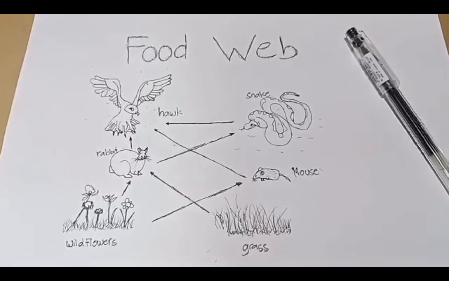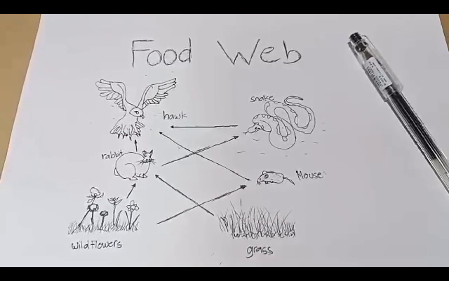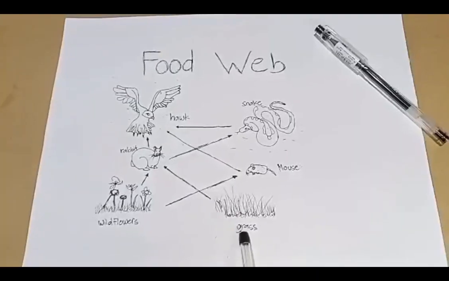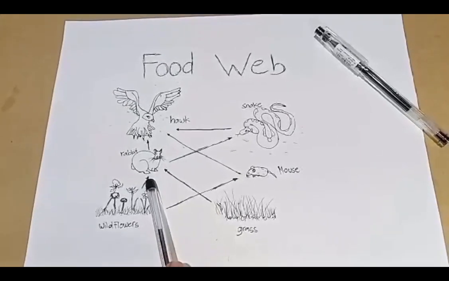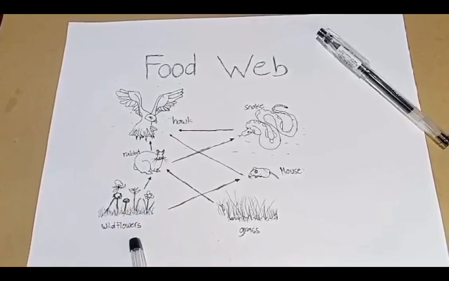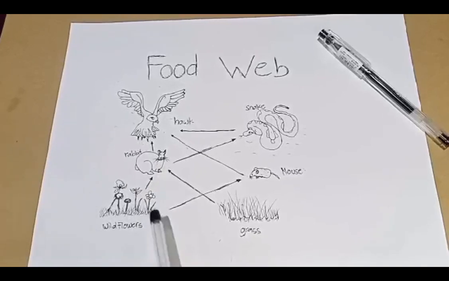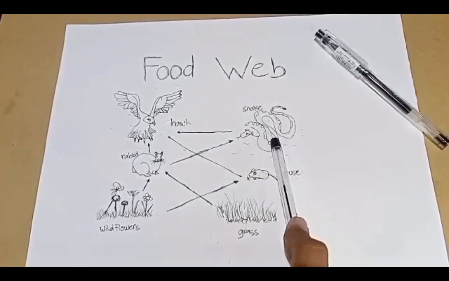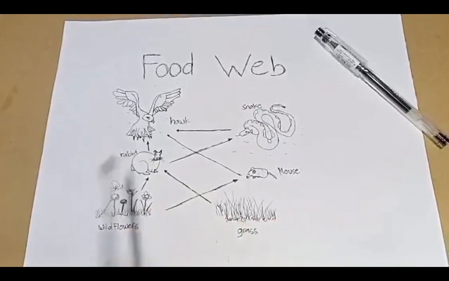A food web is a system of connected food chains. So here is an example of a food web. The grass is eaten by a rabbit, and the rabbit is eaten by a hawk. Then wildflowers are eaten by a rabbit. Then the rabbit can be eaten by a snake. Then the snake can also be eaten by a hawk.